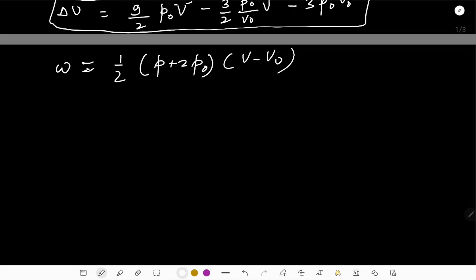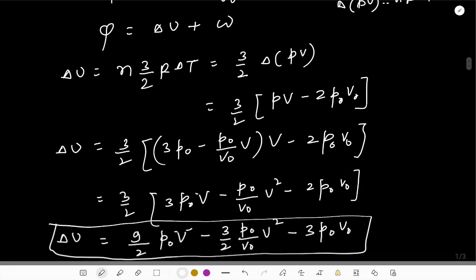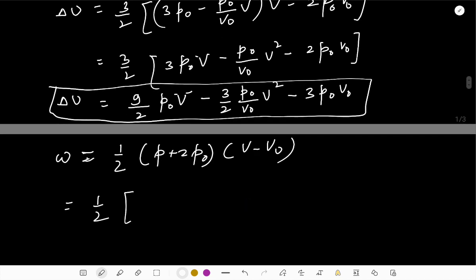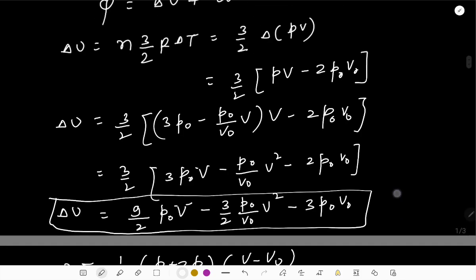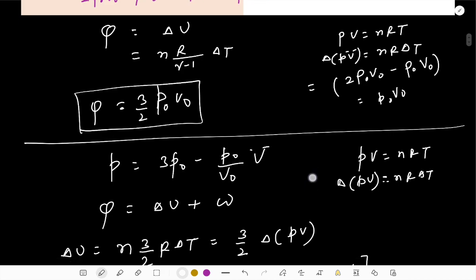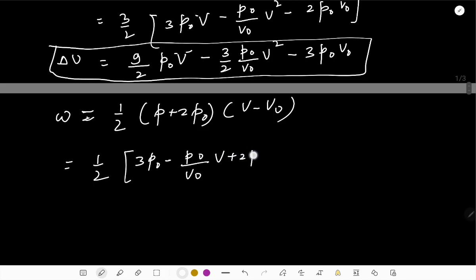And again we need to put the value of P here. So half, what is this P thing? 3 P naught minus P naught by V naught multiplied by V. So I'm going to write here in place of P simply 3 P naught minus P naught by V naught multiplied by V. Is it correct? Let's check again. 3 P naught minus P naught by, yes, it is correct, plus 2 P naught multiplied by V minus V naught.